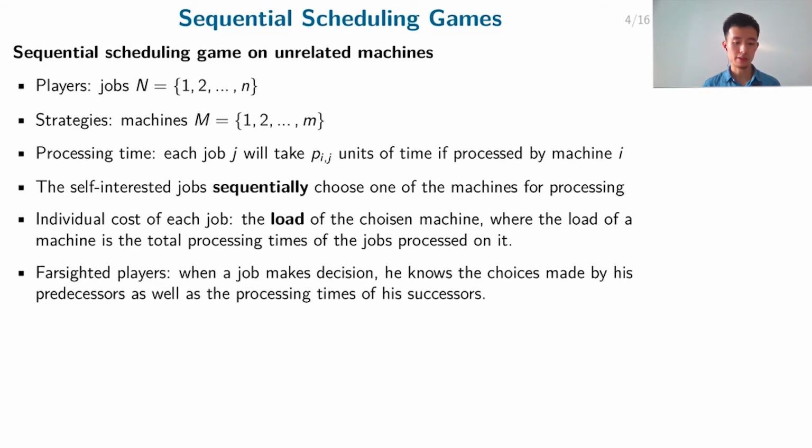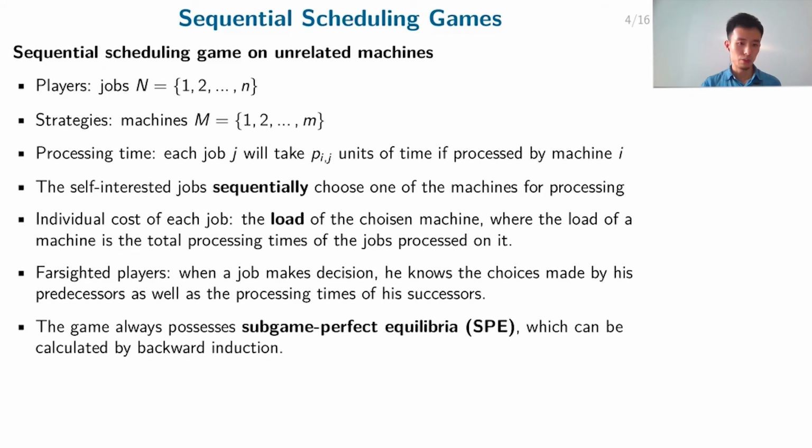Also, the players are assumed to be farsighted, meaning when a job makes a decision, he knows the choices made by his predecessors as well as the processing times of his successors. At last, we would like to mention that the game always possesses a subgame perfect equilibrium, SPE for short, which can be calculated by backward induction.